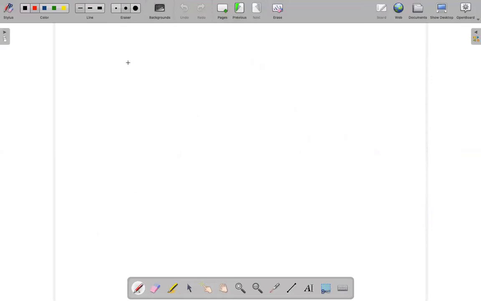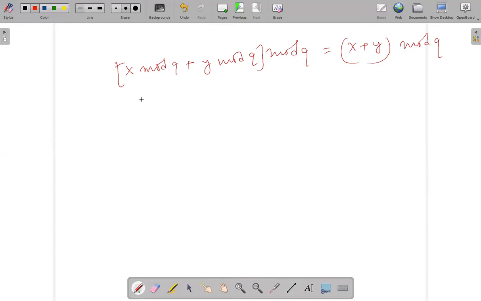Fine. So this is actually easily doable because of the following properties of the modulus function. I guess all of you would remember from your plus two days that x mod q plus y mod q, mod q is nothing but x plus y mod q. Okay. Similarly, x mod q mod q is nothing but x mod q. Okay, as simple as that.